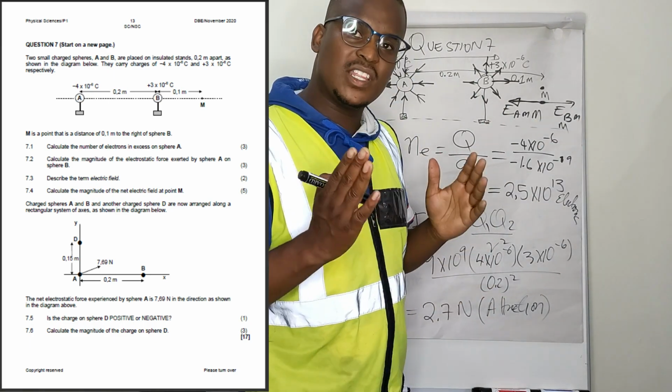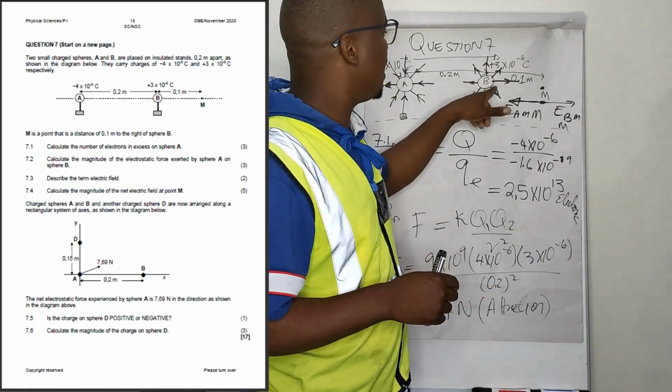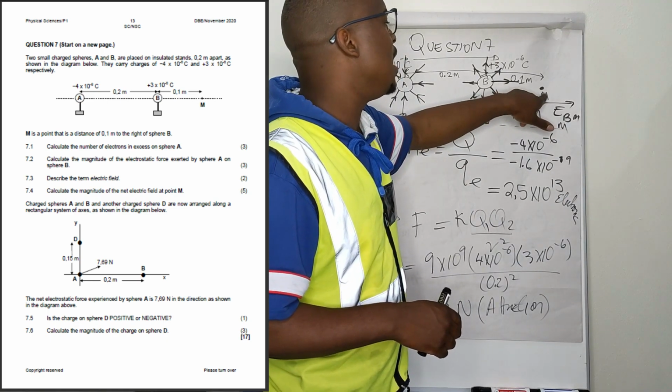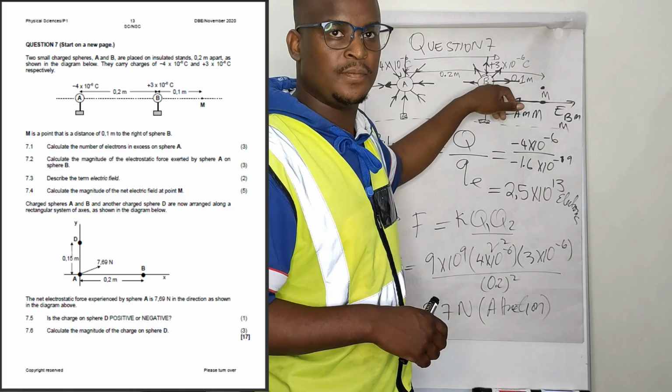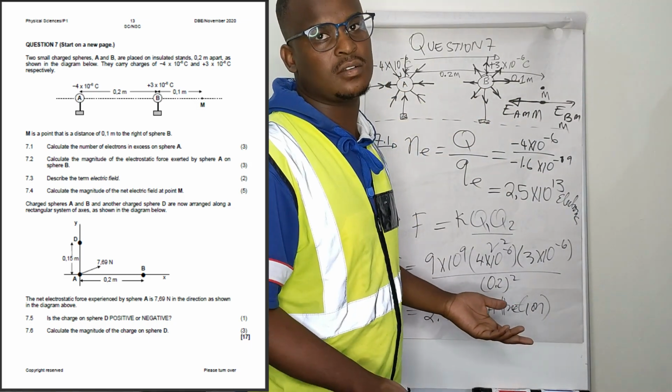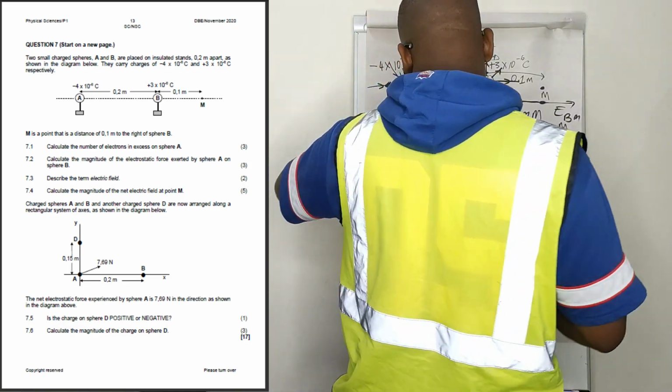So now you will do the similar calculation to calculate the electric field strength at M as a result of B. Then once you get that, you find the net between the first calculation and the second calculation. So let's do that.